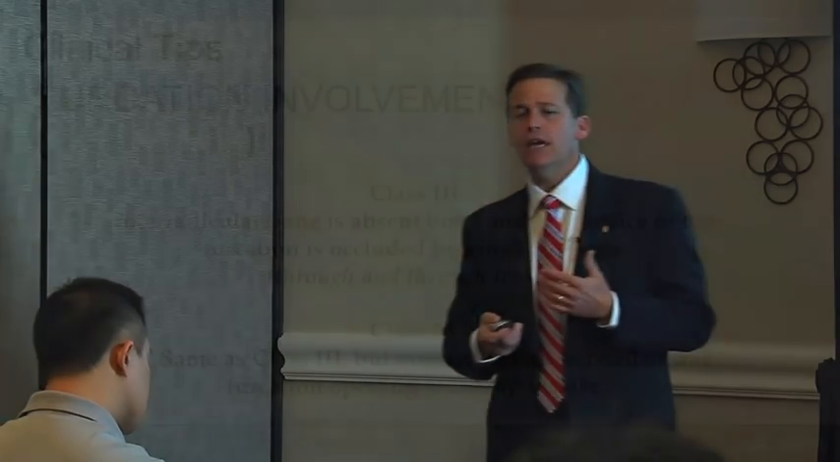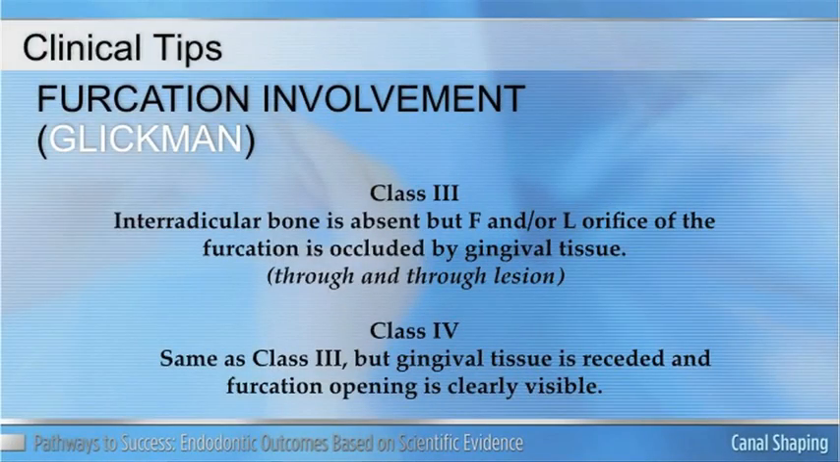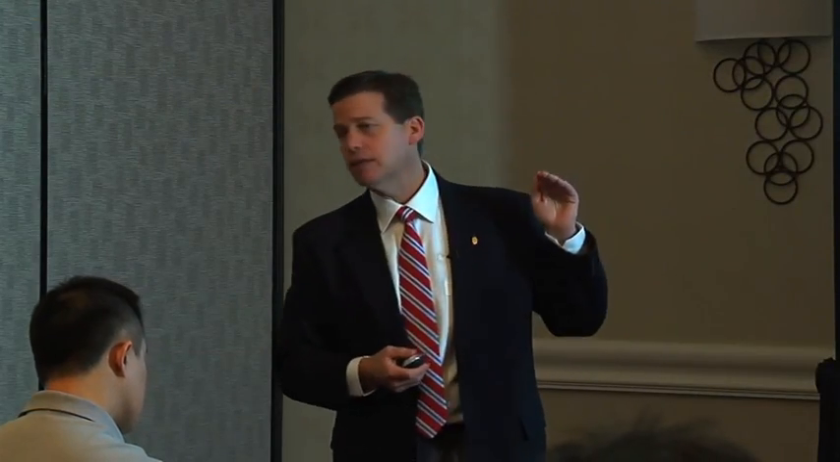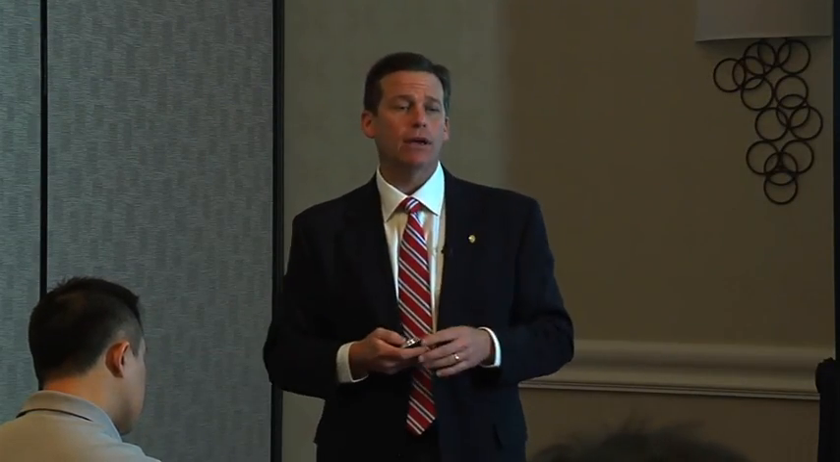A Class 3 is through and through. A Class 4 is through and through. Here's the difference. A Class 3 is occluded by gingiva. That's your main thing that you want to remember. A Class 3 is occluded by gingiva. A Class 4 is a tunnel. You can go right through it. And we need to remember that.